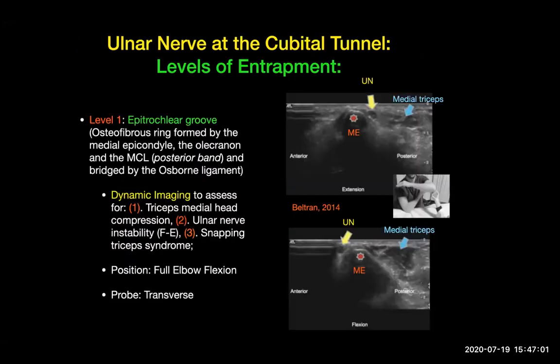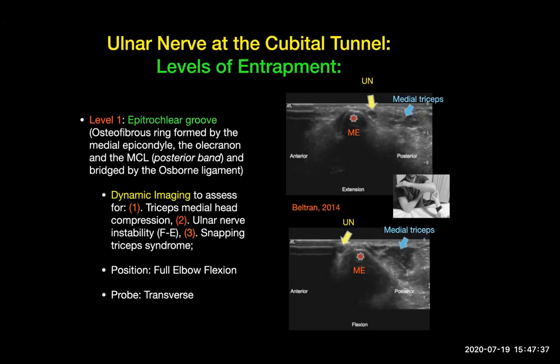Okay, so let's go to the different levels of entrapment of the ulnar nerve in the cubital tunnel. Level 1 happens at the epitrochlear groove. There is an osteofibrous ring formed by the medial epicondyle and the olecranon. So when you scan it, you put your probe on the illustration. One part of the probe is on the olecranon process, the other one is on the medial epicondyle, and the one that you see in the middle is the ulnar nerve.